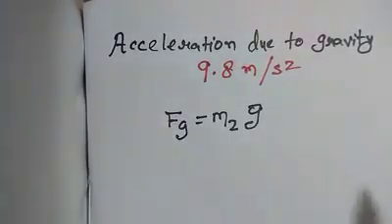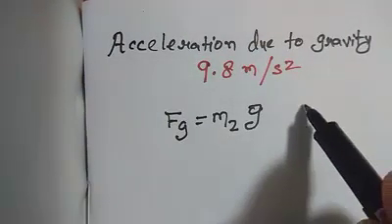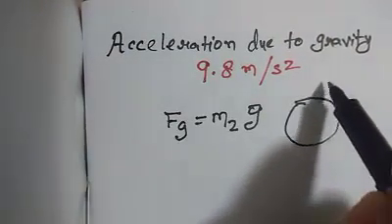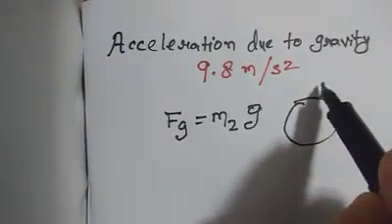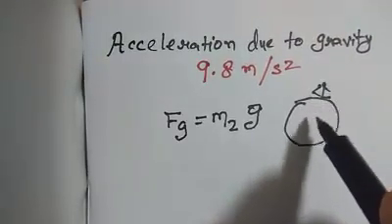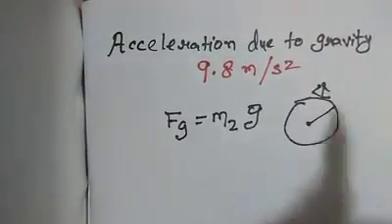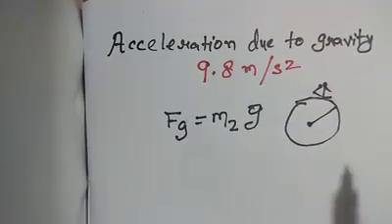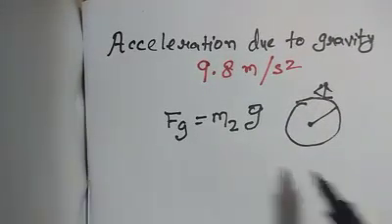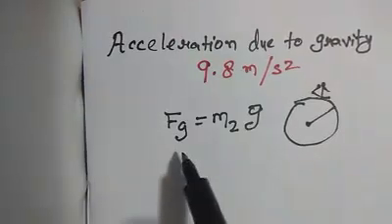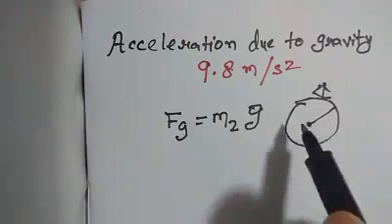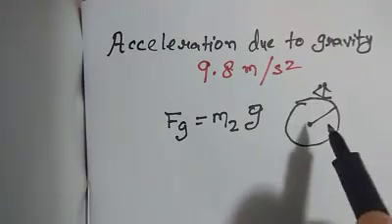Just to quickly draw and give a basic idea: this is the earth and here is a person, or maybe it is me, standing on the surface of the earth, and this is the radius, which we know is 6371 kilometers. We saw that in the previous video. So this gravitational force equals M2, the person, times g, the gravitational acceleration.